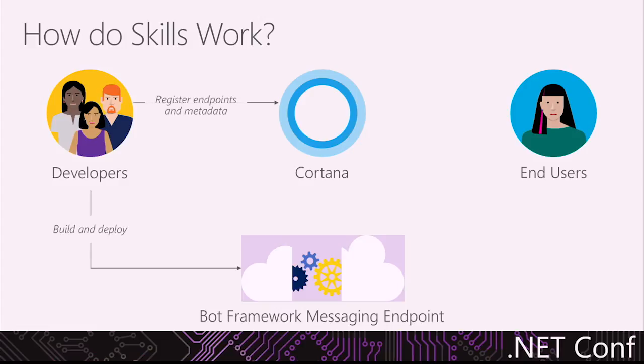Once I've deployed those endpoints, I register these, as well as some metadata around how the skill should be invoked, with Cortana. End users then hold conversations with Cortana, talk to her, ask her about different things, and because I've registered this metadata with Cortana, she's able to invoke these bot framework messaging endpoints on request.